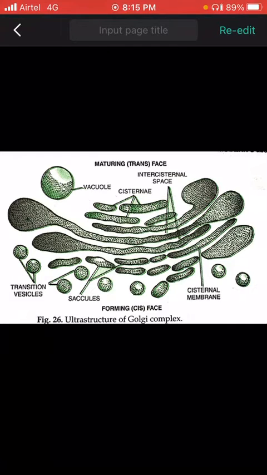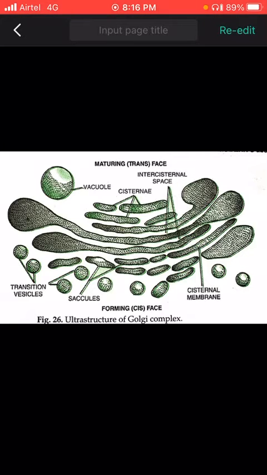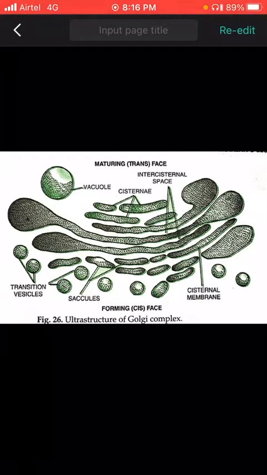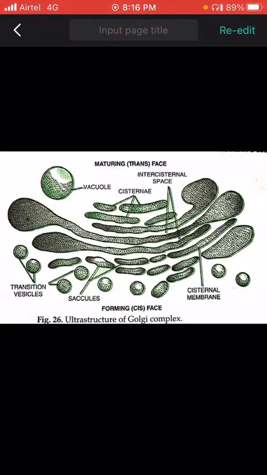Now what are the functions of Golgi complex? First function is it is involved in cell secretion, so it is large in size in secretory cells. Second, it acts as a packaging membrane. Third, it takes part in cell plate formation. For the formation of cell plate, it plays an important role. Next is synthesis of pectic substances. The pectic substances are synthesized in it.